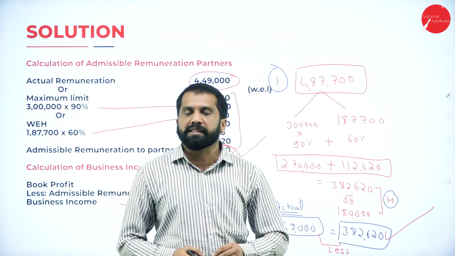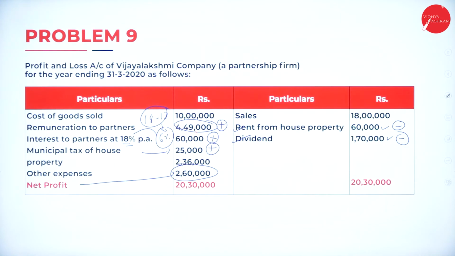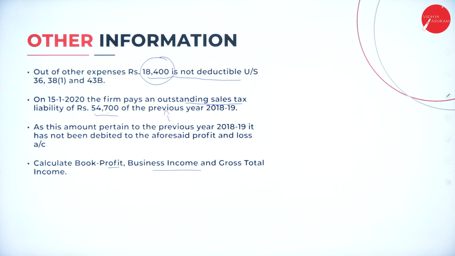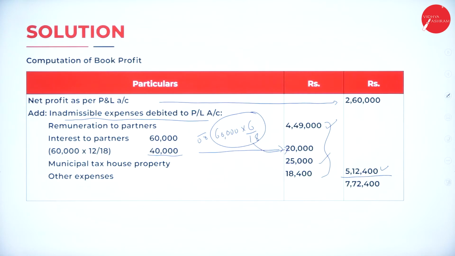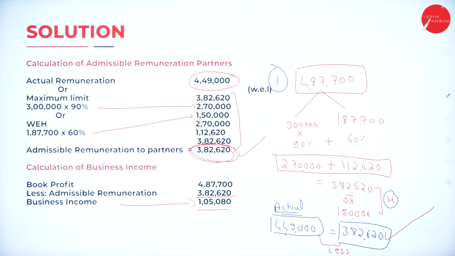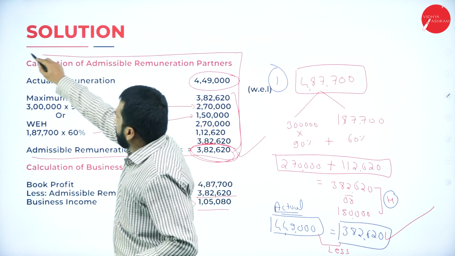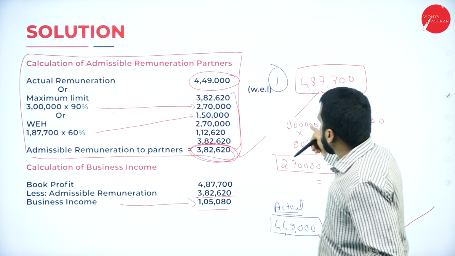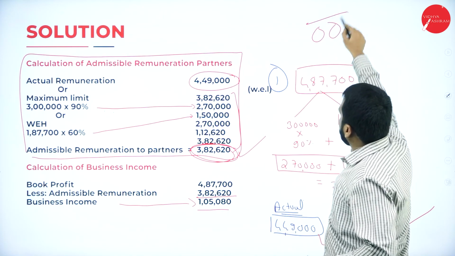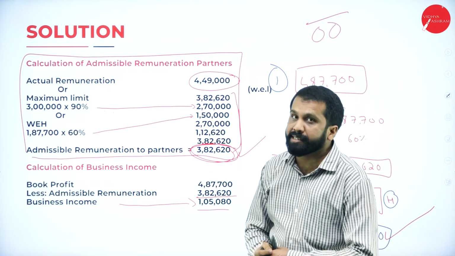Now I'll go back to your previous slides. Please take screenshot. Problem number 9. Your question. Solution part. Second part of your solution. Your last part of your solution. So in this, remember, if you did not understand this, you can work out this one. You can go for this method. Whatever answer you got minus, you will get your final answer, business income.